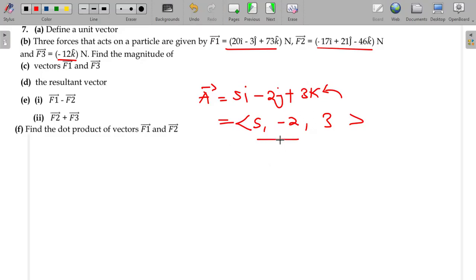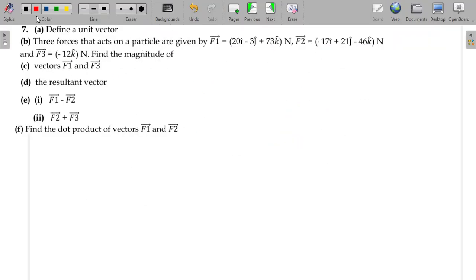So this notation is the same as the notation that I have on top. Most of the vectors we're going to be dealing with in this notation because it's easier, but if you want, you can still use 5i minus 2j plus 3k. The notation is the same. I'm going to be using this notation in solving most of these questions. So let's look at the first question. They are telling us to find the magnitude of F1 and F3.